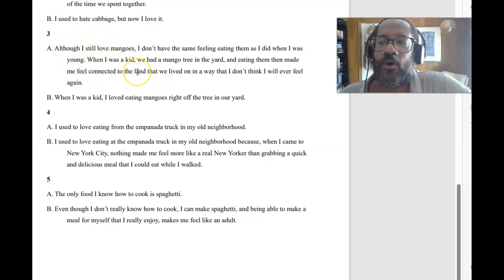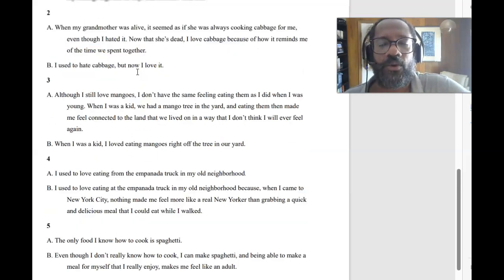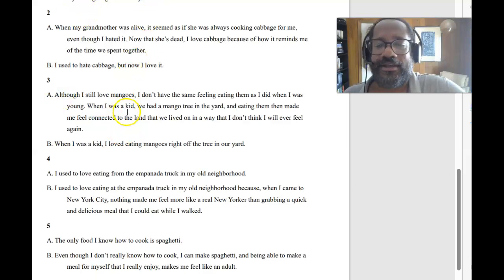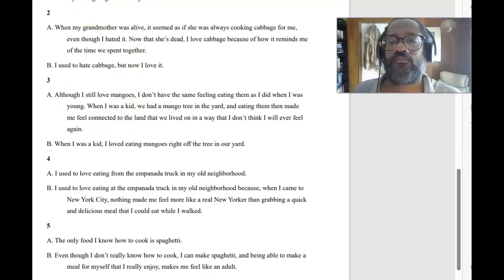But this sense of what that mango meant to you as a person, right? And I think it's important that for this one, I'm not talking about family. I'm talking about what it feels like to be a kid and feel connected to the land in some ways.